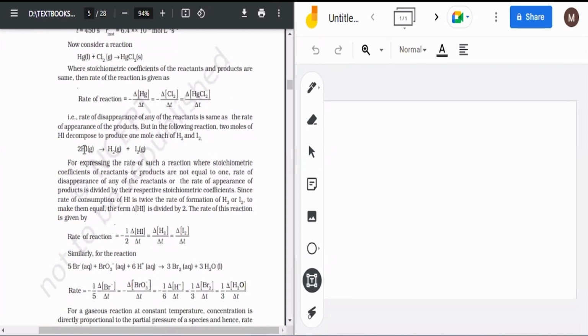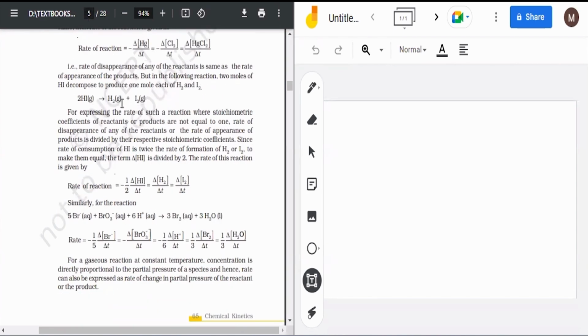Similarly, here for the HI case, remember one thing: if there is some coefficient in the reaction, then we have to divide by that coefficient. Otherwise, we will get the wrong answer, because here, if 2x amount of reactant is consumed, then 1x amount of H2 is formed. So it depends upon the coefficient in the reaction, and you have to divide by the coefficient if there is any. So in this case, minus 1 by 2, del HI by del t, is equal to del H2 by del t, is equal to del I2 by del t, and we can proceed further.